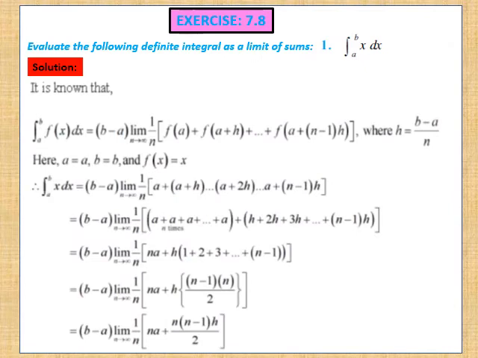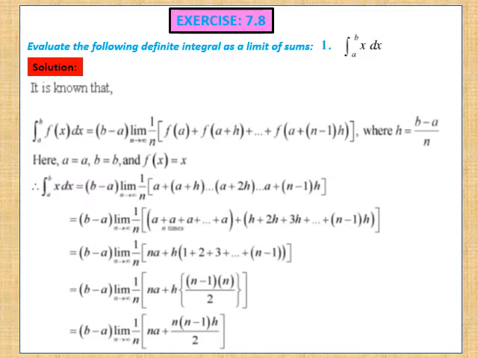So let's start exercise 7.8, and question 1 is: evaluate the following definite integral as the limit of sums. It is integral a to b x dx. So here our f(x) is equal to what? x. So by the definition we know that integral a to b f(x) dx equals (b minus a) limit n tends to infinity, 1 upon n, [f(a) plus f(a plus h) plus and so on, f(a plus (n minus 1)h)], where h equals what? (b minus a) upon n. While explaining the definition I told you that h equals (b minus a) upon n.